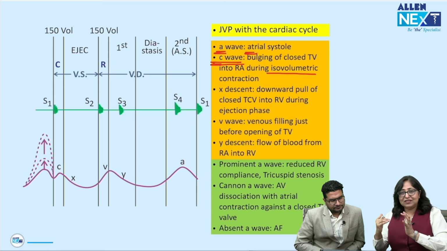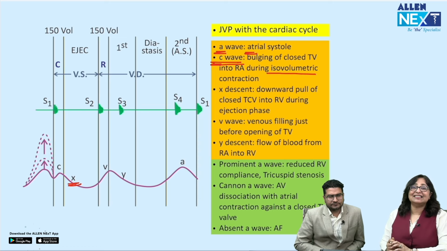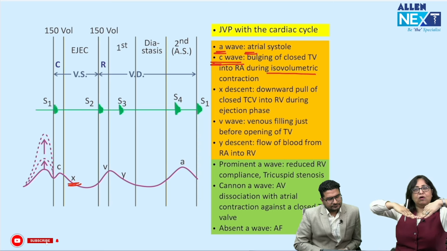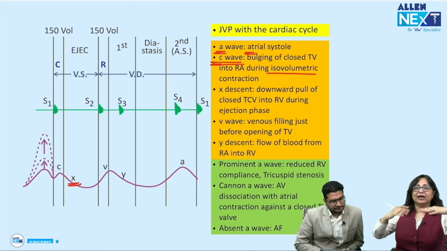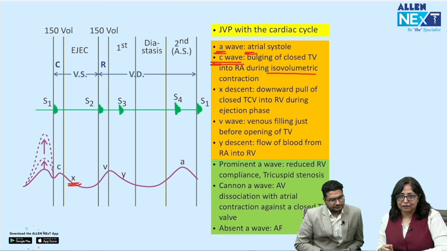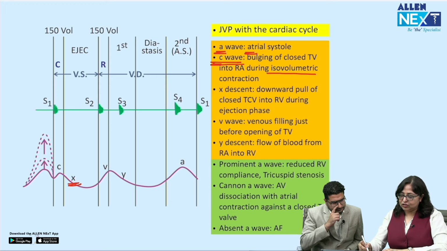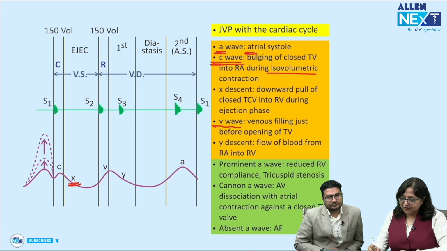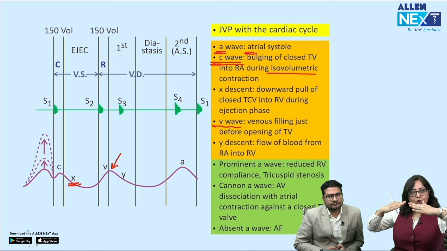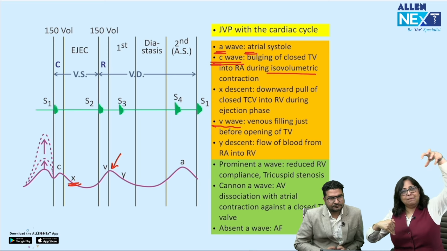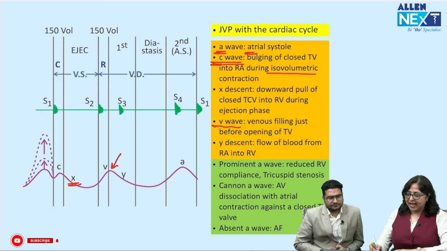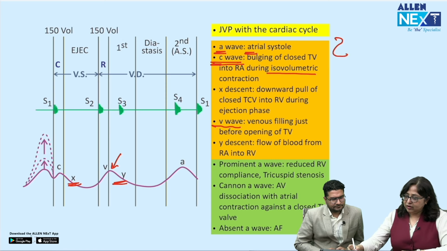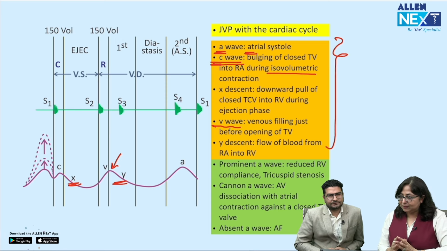Then the next wave is actually a negative wave, which is called the X descent. What is the X descent due to? This is due to a downward pull of the closed tricuspid valve into the right ventricle during the ejection phase. Then another positive wave, which is called the V wave. This is due to venous filling just before opening of the tricuspid valve. The moment the tricuspid valve opens, blood will go from the atrium into the ventricle, and you get a negative wave, which is called the Y descent. So these are the reasons for the JVP waves.